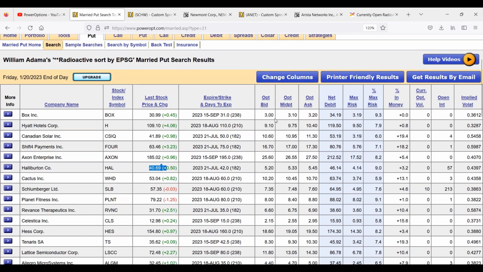But in any case, as you're looking at the available criteria, you can click on Change Columns to add different data points that you'd like to see in the search grid.